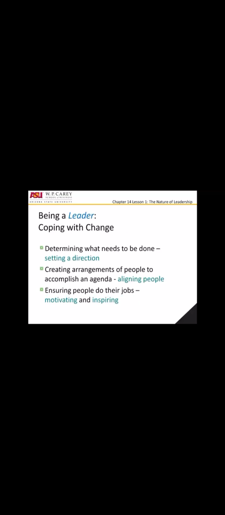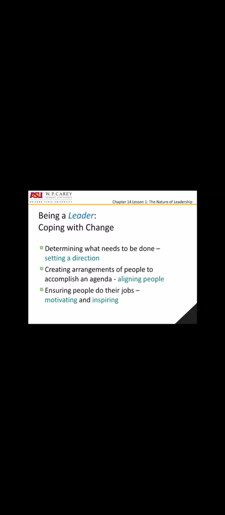If we look at the bottom point here, ensuring people do their jobs, we could do the controlling. Measuring the output, applying feedback, putting in corrective measures, those are some of the controlling. Likewise, problem solving. Seeing if things aren't going according to plan, what do we do with that complex environment we're dealing with? So when managers ensure that people do their jobs, some of the actions they look at are controlling and problem solving, whereas for leaders, their behaviors become more motivating and inspiring.